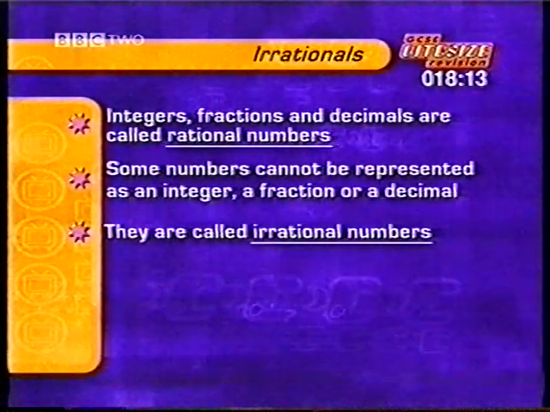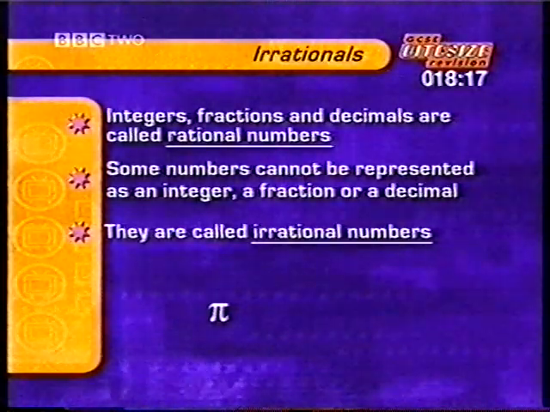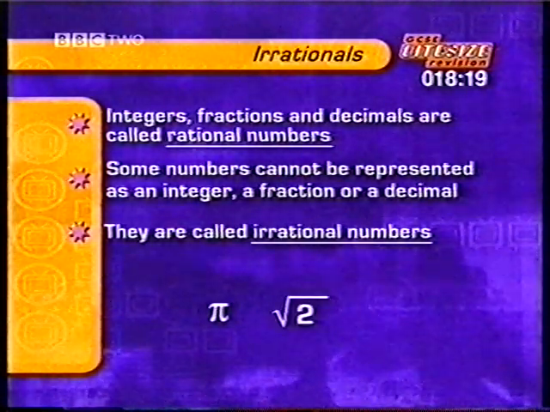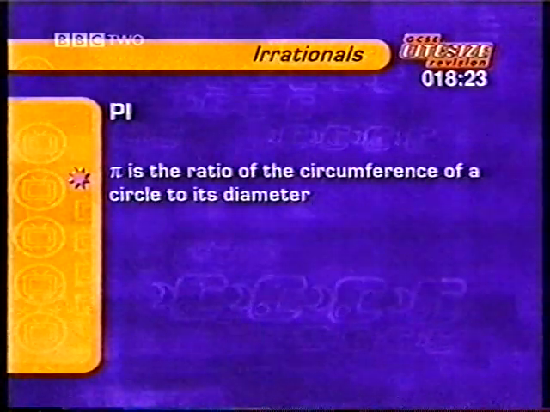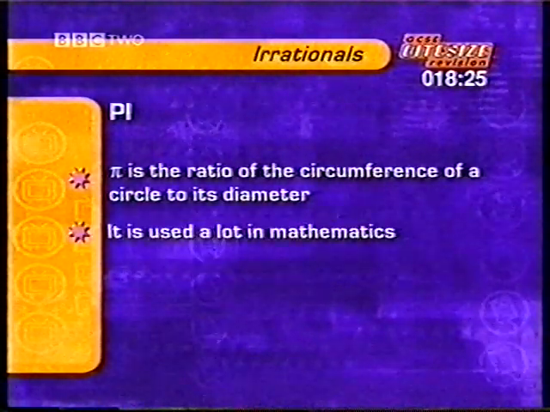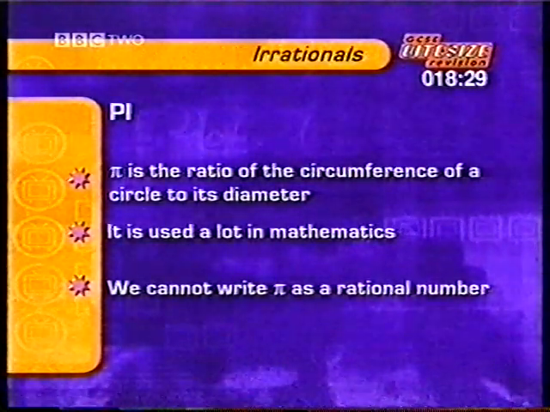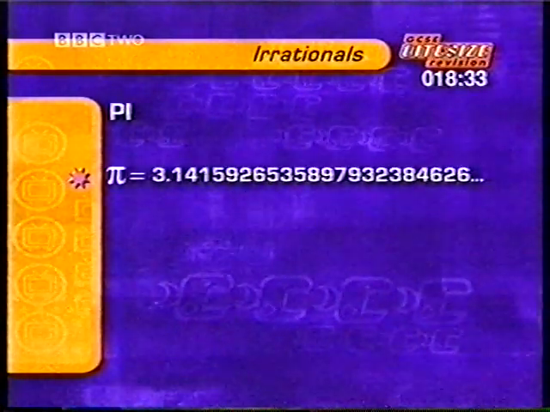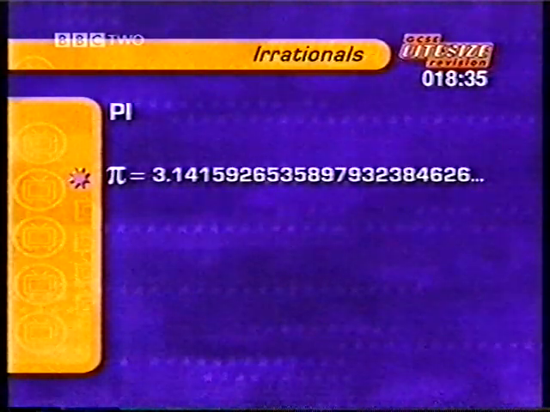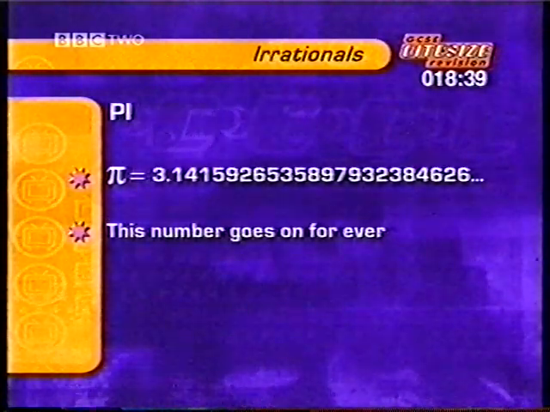One example of an irrational number is pi, which is written using the Greek letter p. Another irrational number is the square root of 2. Pi is the ratio of the circumference of a circle to its diameter. It's used a lot in mathematics. We can't write pi as a rational number, so we approximate its value or use the symbol. Pi is 3.14159, etc. This number goes on forever.